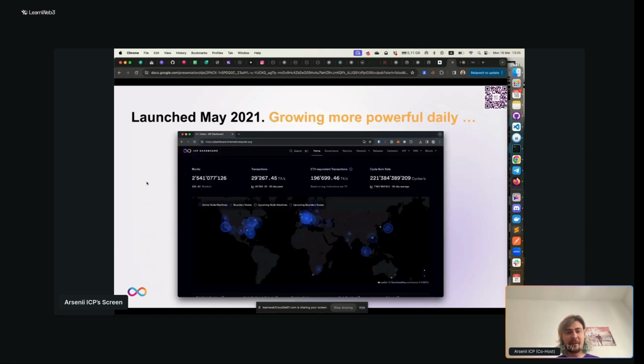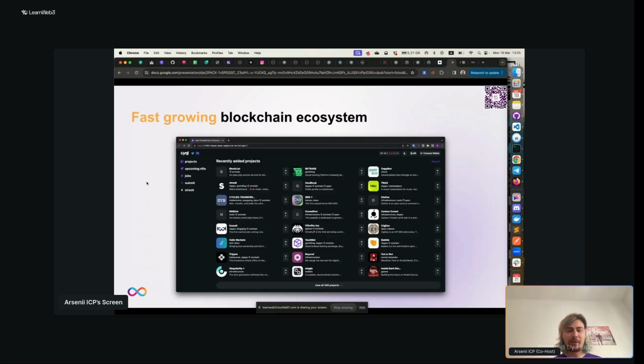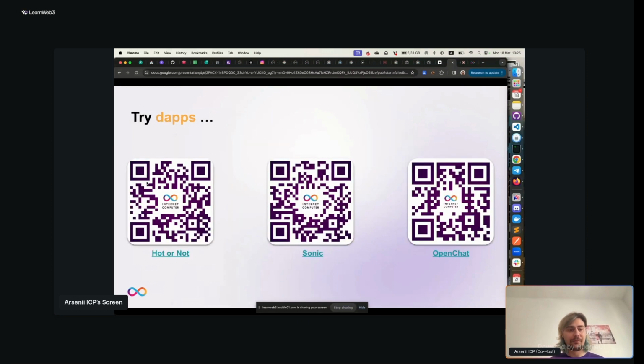We have already produced a lot of blocks. We already have a lot of transactions. We've been in mainnet since May 2021. Of course, with a fast-growing blockchain ecosystem, but still some parts are missing. This gives you the opportunity to be the first provider of these services.